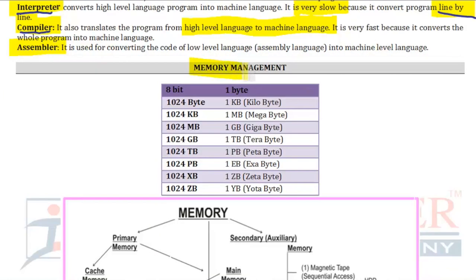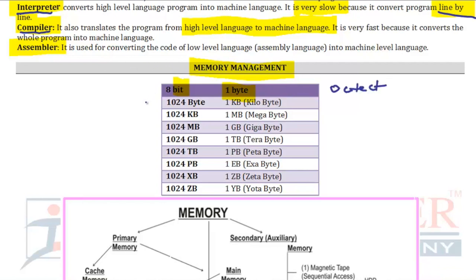So next we have memory management. You can see a table over here. Let's understand its content. A bit, it is a short form for binary digit, and 8-bit equals to 1 byte. A byte is hence also known as an octet.